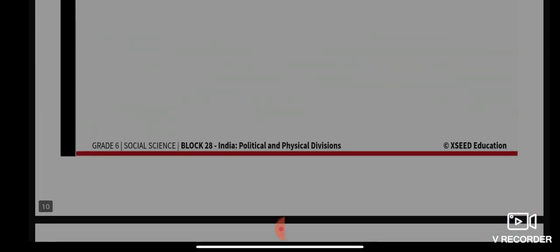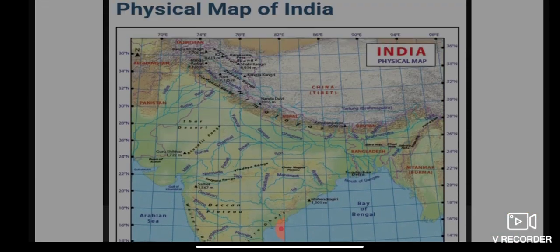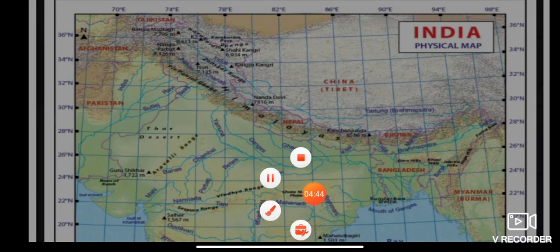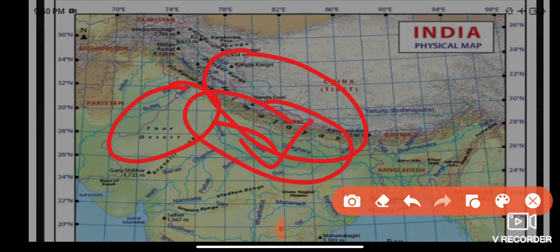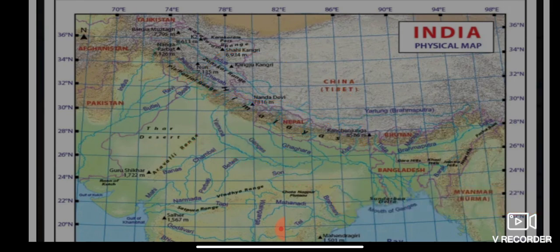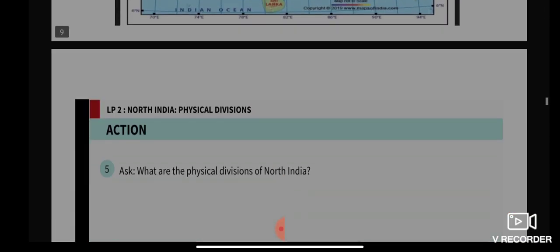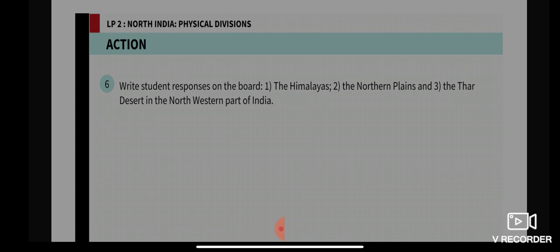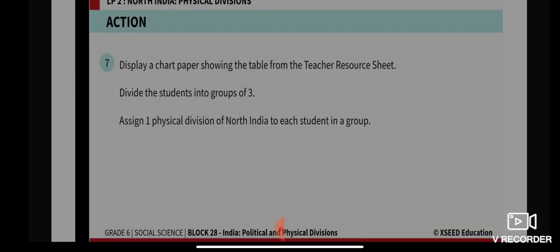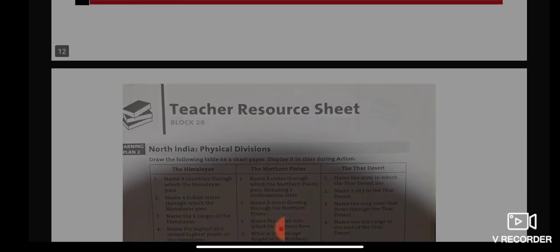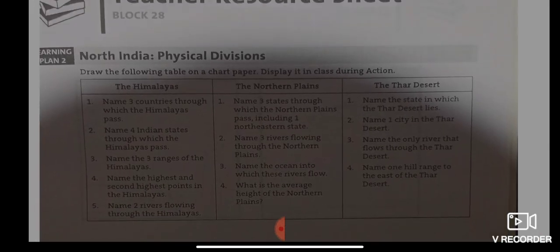I'll just show you the map, how it is divided. You'll see it is the Himalayas, the Thar Desert, and the northern plain. This area is known as the northern plain. This is how North India's physical division is all about. Now I will show you a chart paper from the resource sheet, where you find the physical divisions of India. This is what you are supposed to do.